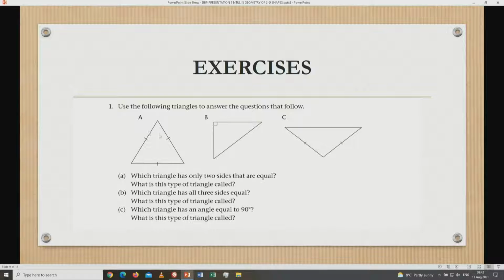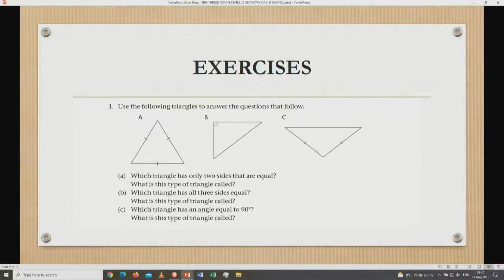Now, you will look at them and give me the answer. I will give you guys exactly 3 minutes. Number A again says, what is the type of triangle called? In other words, the one that has 2 sides equal. B, which triangle has all 3 sides equal? What is this type of triangle called? C, which triangle has an angle equal to 90 degrees? What is this type of triangle called? Right, guys, your 2 minutes begins now.